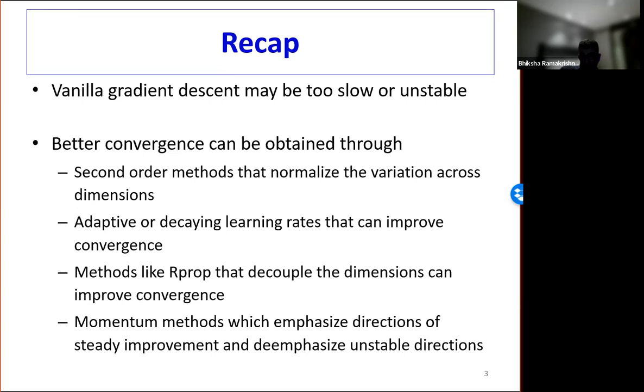We also saw that vanilla gradient descent may be too slow or unstable, because what is a stable learning rate for one direction can be unstable for the other. What is stable for every direction can be too slow. Better convergence can be obtained through second-order methods that normalize the variation across dimensions. Adaptive or decaying learning rates can improve convergence. We saw that methods like Rprop that decouple the dimensions can improve convergence, and momentum methods, which emphasize directions of steady improvement and de-emphasize unstable directions, can also result in better convergence.